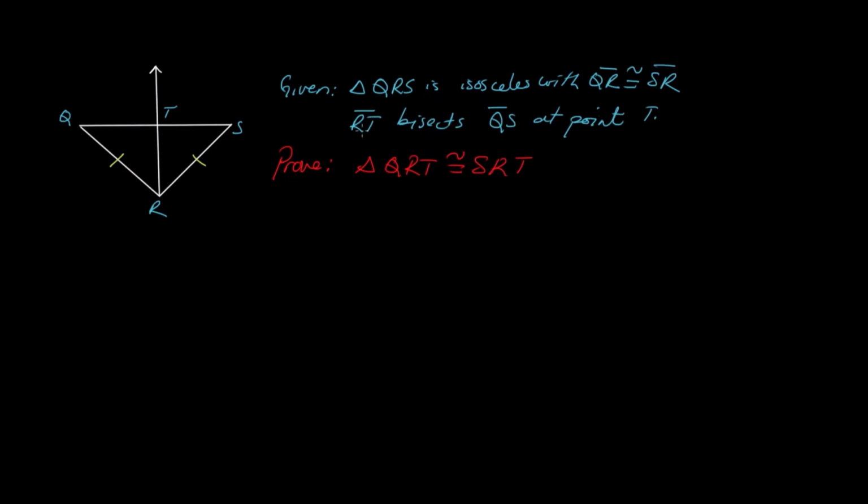So segment RT bisects QS at point T, which means it divides QS into two. That's what it means for a segment to divide another segment in two, to bisect. It divides it into two congruent parts. So we are to prove that triangle QRS is congruent to QRT. We are to prove that this triangle is congruent to this triangle over here.